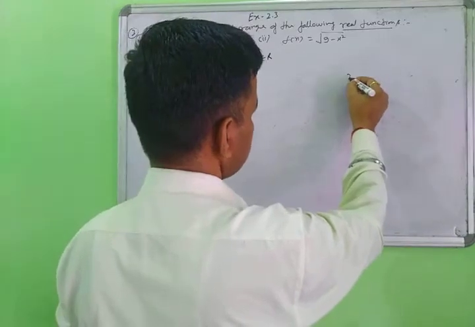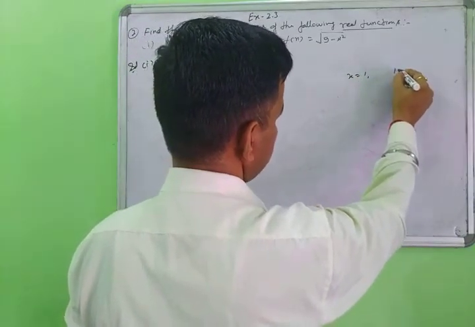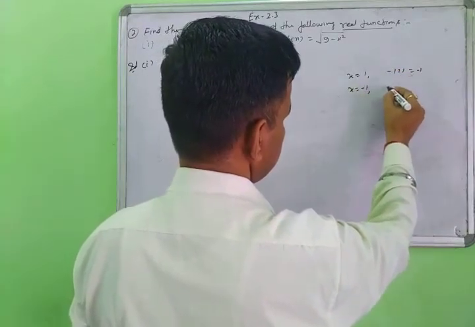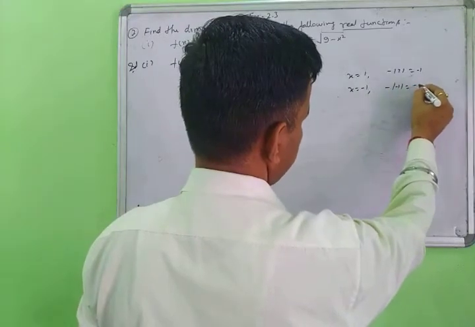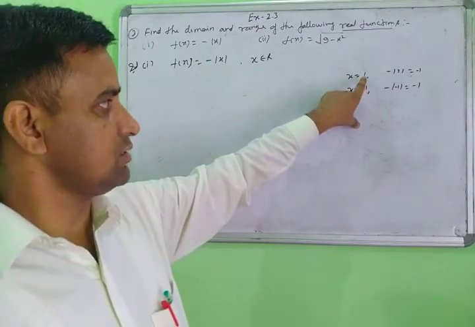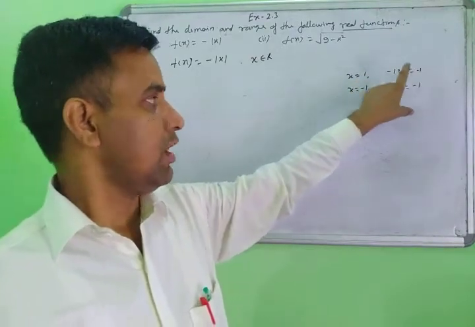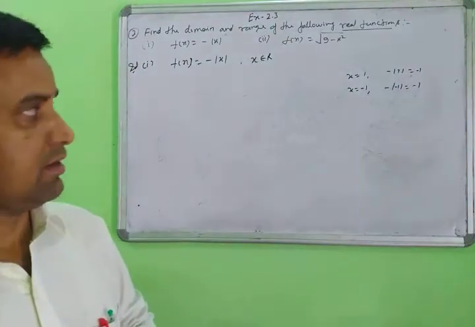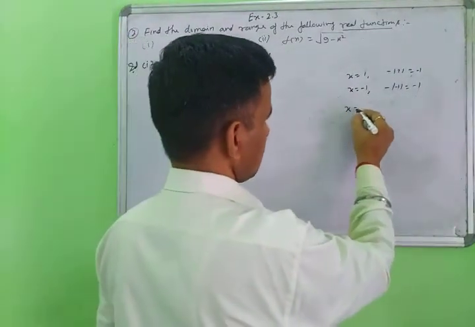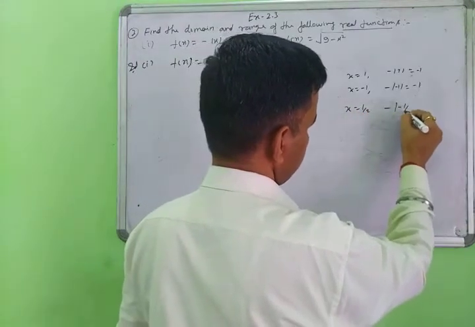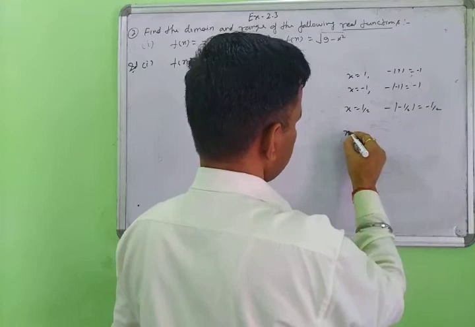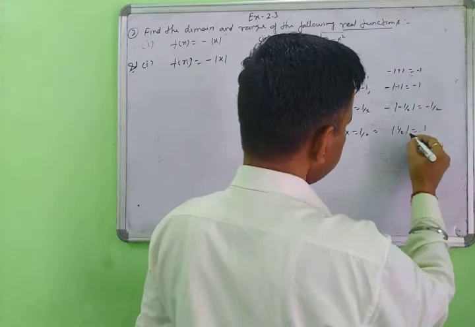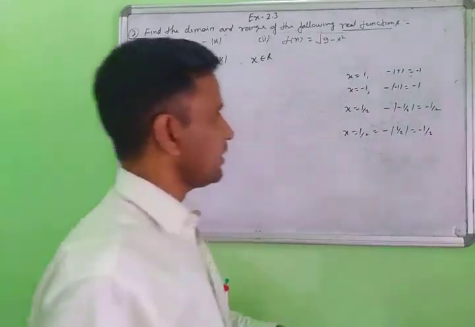Suppose we put x equal to 1, then the result is 1 with the minus sign, so -1. Suppose you put -1, then the mod gives 1 and the result is again -1. So when you put a positive number, the result is negative, and when you put a negative number, the result is also negative. Suppose you put x equal to 1/2, then the result is -1/2. So the result is always a negative number.